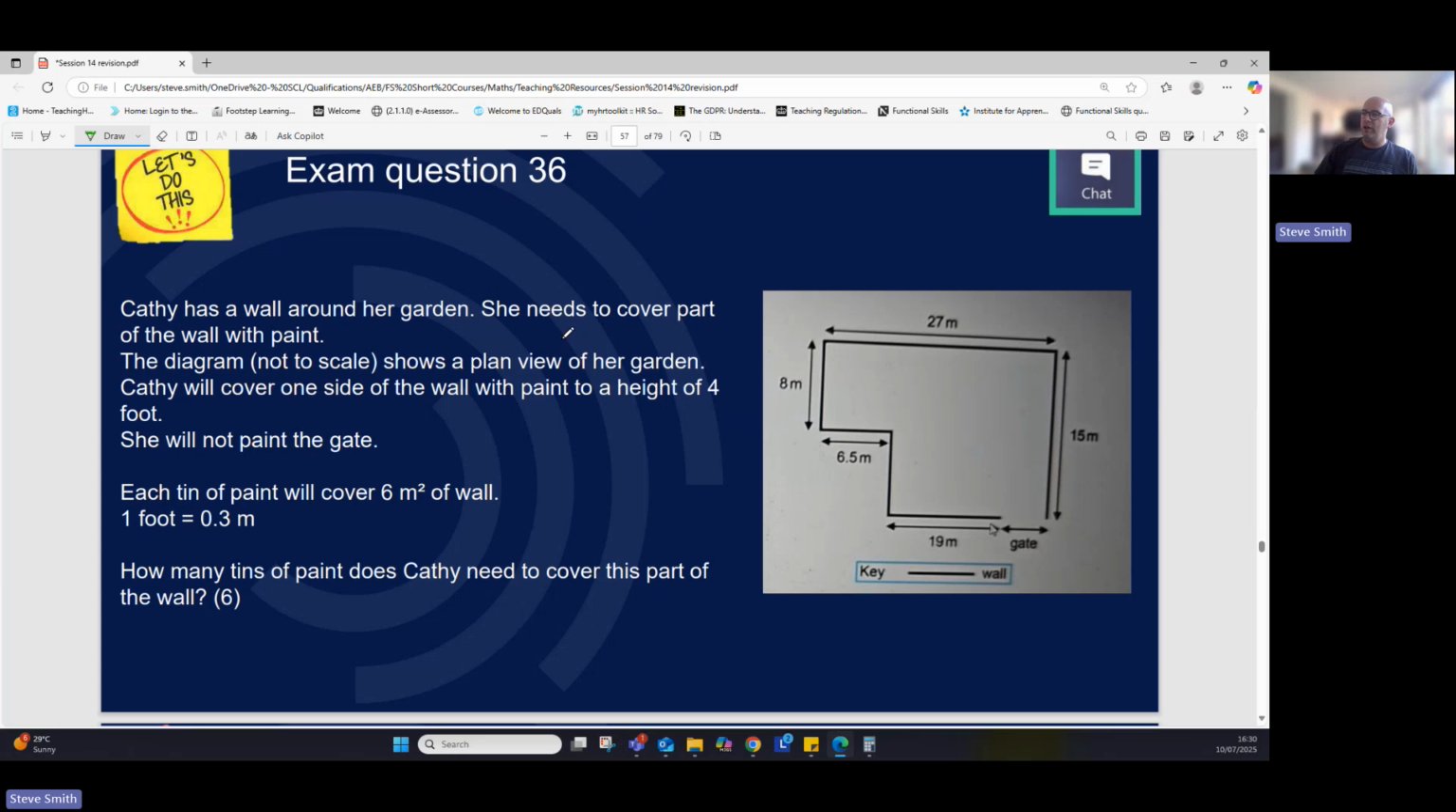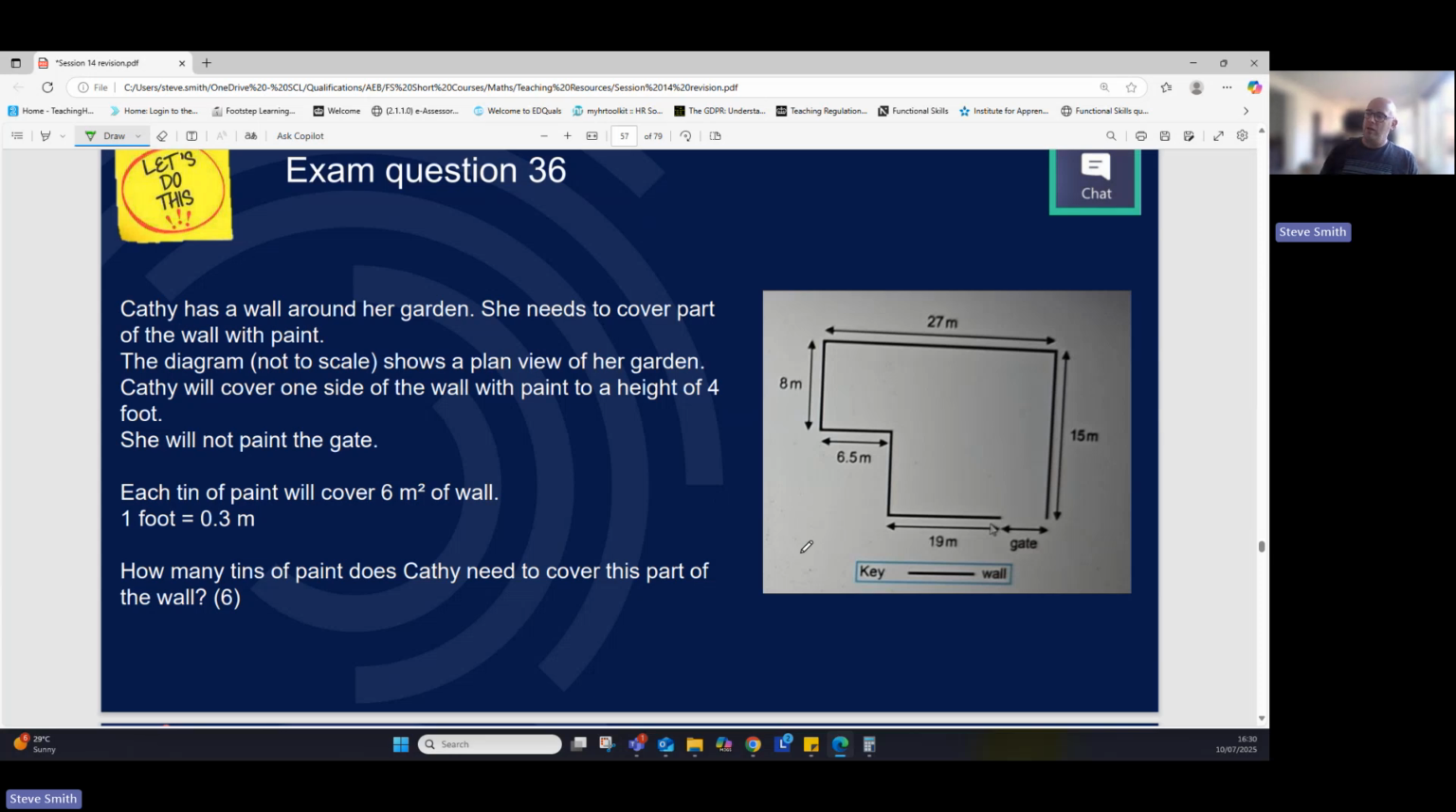Kathy has a wall around her garden. She needs to cover part of the wall with paint. Only part. The diagram, not to scale, shows a plan view of her garden. Kathy will cover one side of the wall with a paint to a height of 4 feet. She will not paint the gate. Each tin of paint will cover 6 meters squared of wall. 1 foot equals 0.3 meters. How many tins of paint will Kathy need to cover the wall?